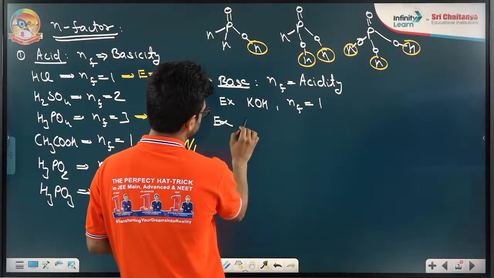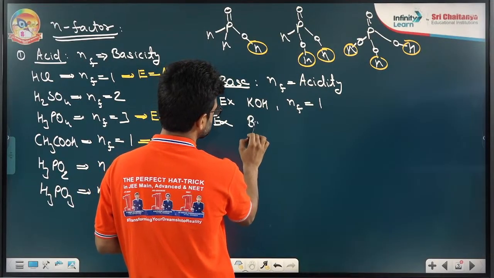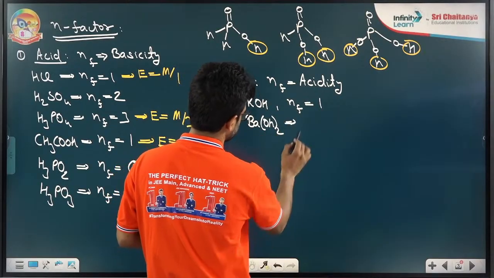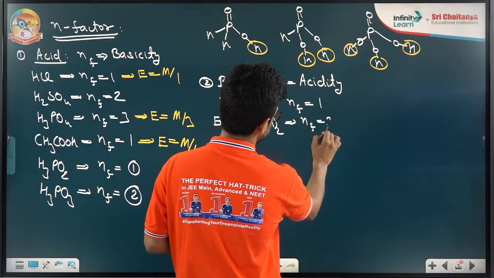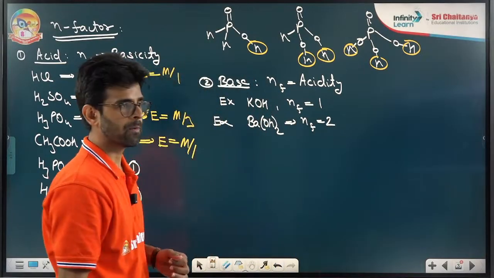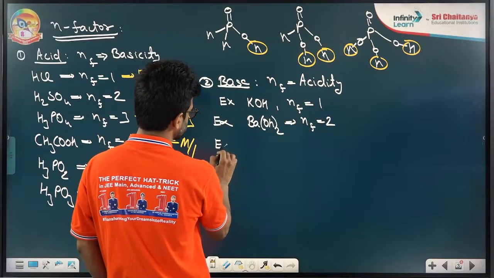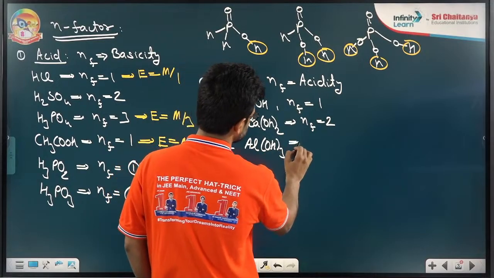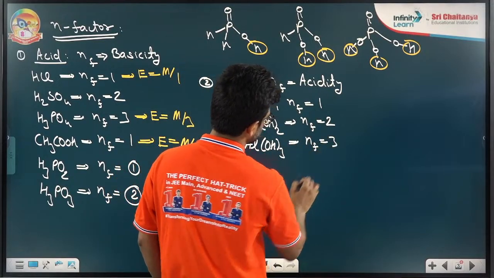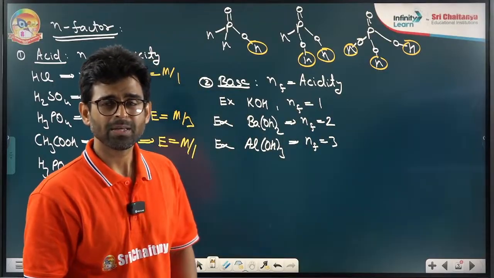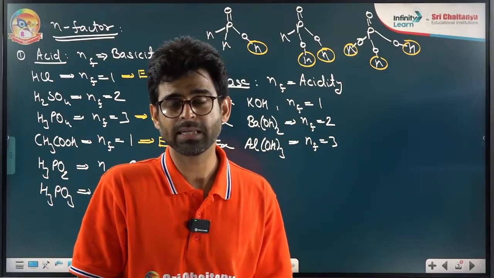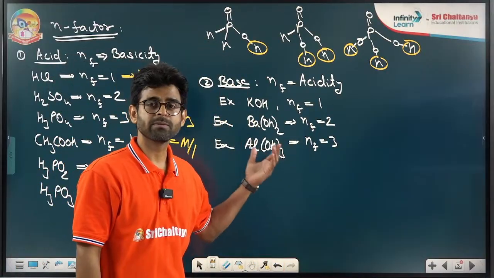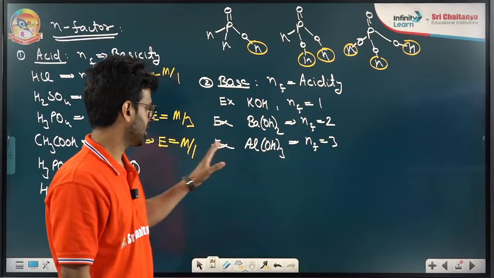Similarly, if you talk about Ba(OH)2 or Ca(OH)2, it can give 2 hydroxide ions. That's why its n factor is 2. Similarly, if I take Al(OH)3, it can give 3 hydroxide ions. That's why its n factor is 3. So a base gives as many hydroxide ions as its n factor. We call it the acidity of the base. Okay, this is the n factor.